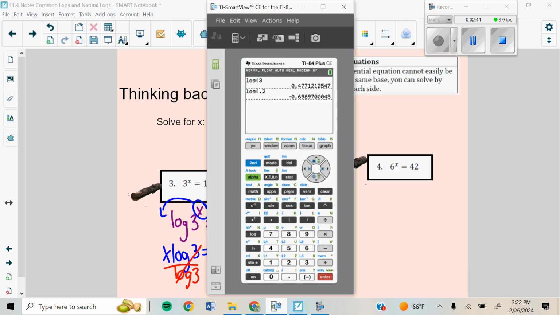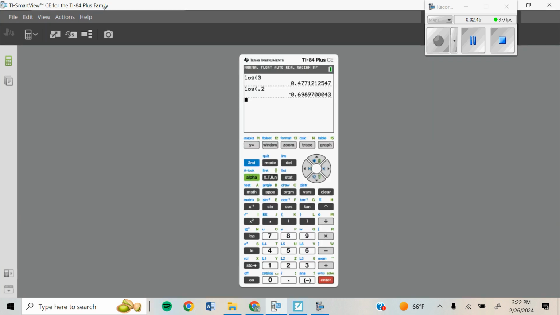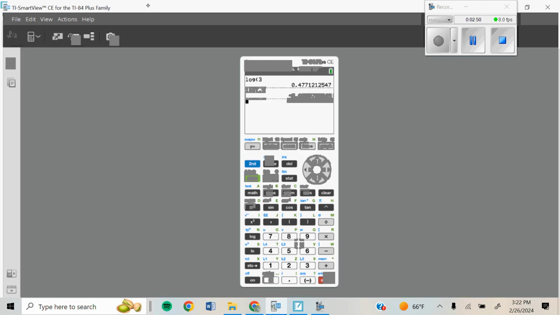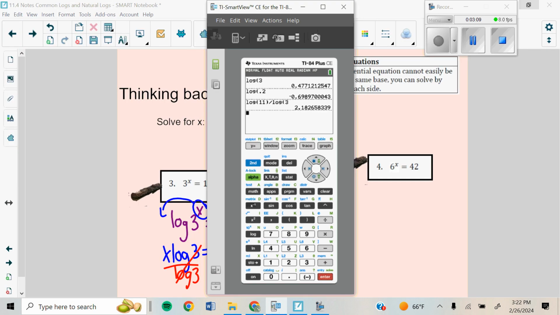So grab those calculators. Log of 11. And then you just want to make sure that you close that parenthesis off. And then do your log divided by log of 3. Great.